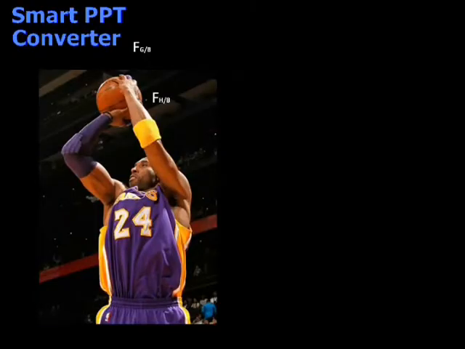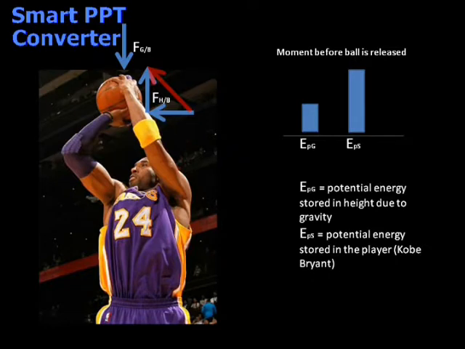Next, let's take a look at the forces and energy in action during the shot process. At the instantaneous moment before the ball is released, the forces on the ball are gravity pulling it downwards, and the force of the shooter's hand pushing the ball diagonally, in both the horizontal and vertical directions. Potential energy is stored both in the form of gravity and in the person about to shoot the ball into the air, thus putting work into the ball.